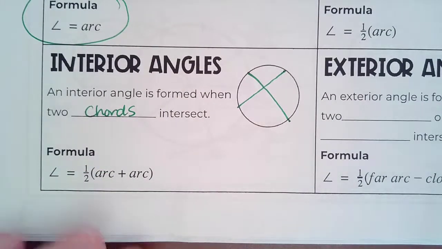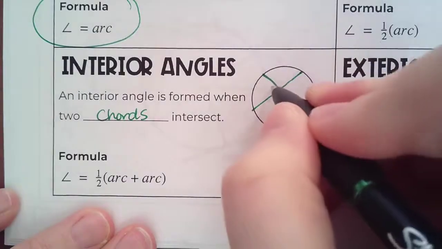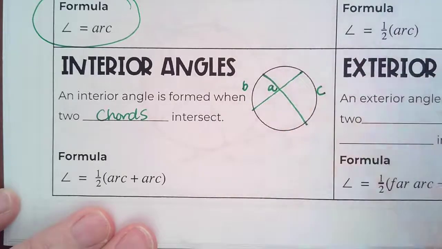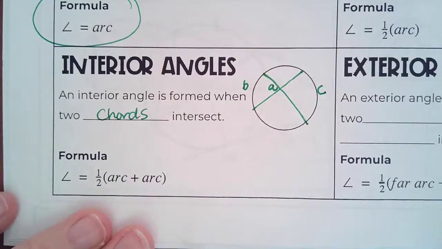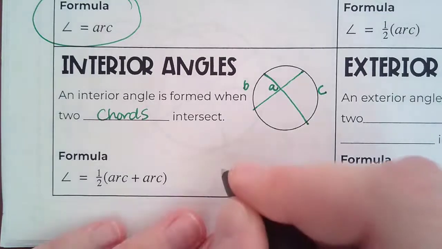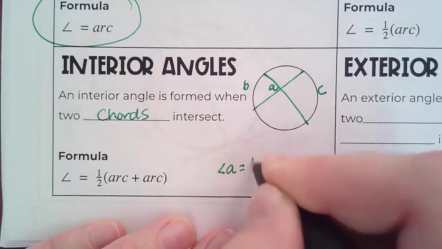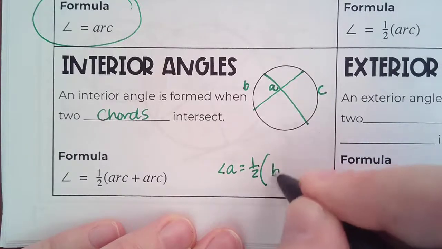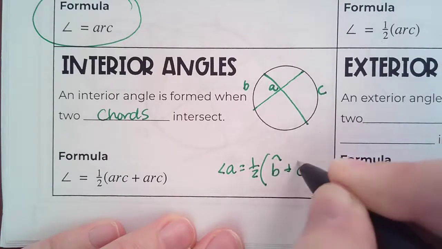I'm going to give these letters just so we can talk about it as an example. If I give this A, B, and C, my angle A equals 1/2 of the arcs added together. So angle A equals 1/2 of arc B plus arc C.